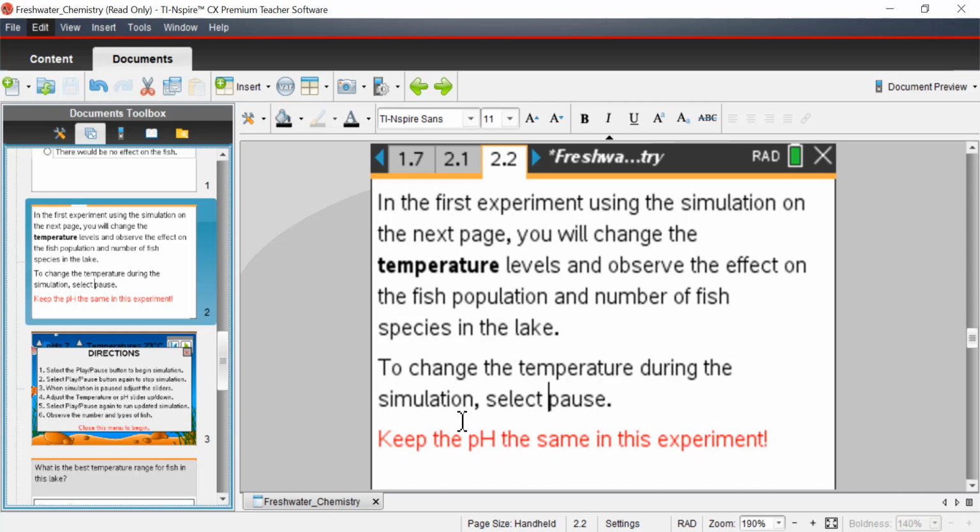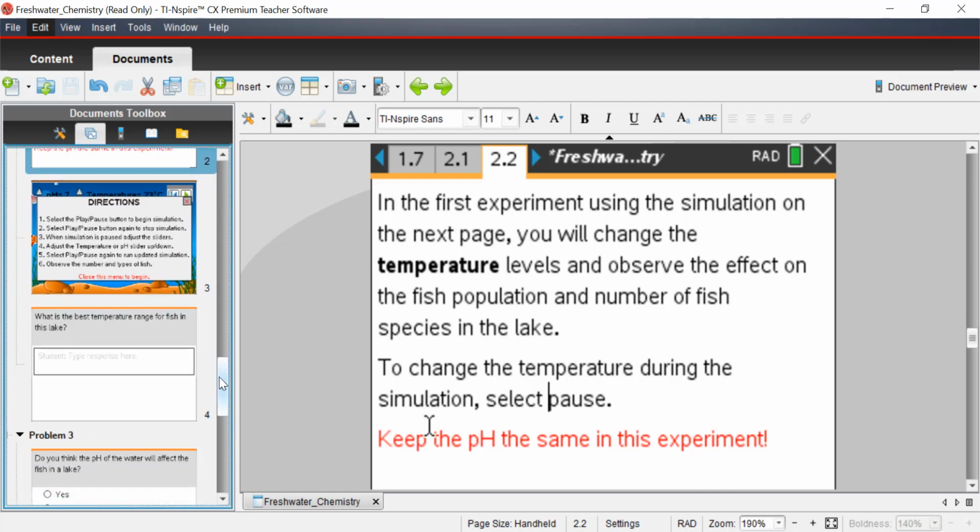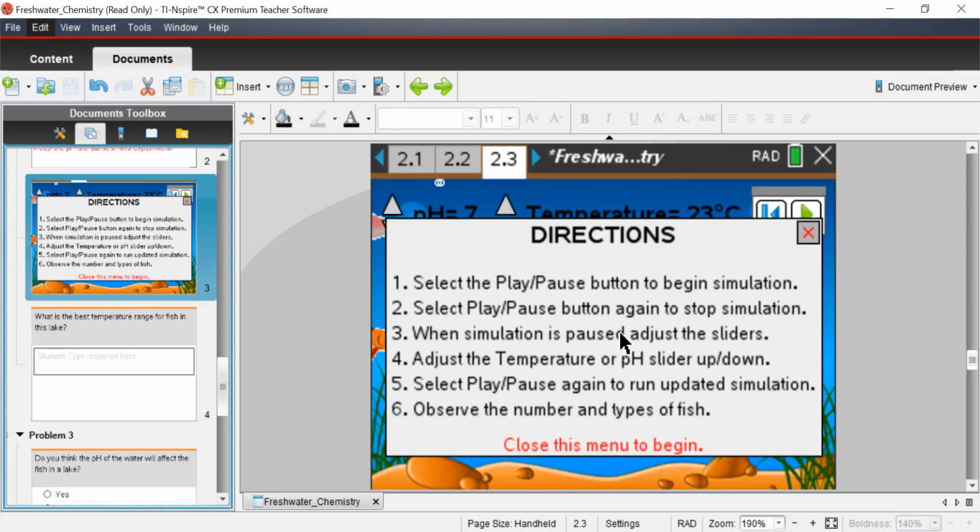So why do we want to keep the pH the same? Well, if the fish decrease or increase, how would we know if it was because of pH or temperature, right? So by controlling only one variable at a time, if there is an effect, we'll know it's because of temperature. And later, when we look at pH, we'll know it's because of pH. So you've got to control one variable at a time. You can't change two variables at a time, because then you don't know which variable caused the change.